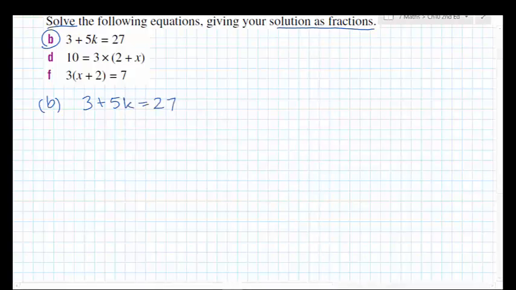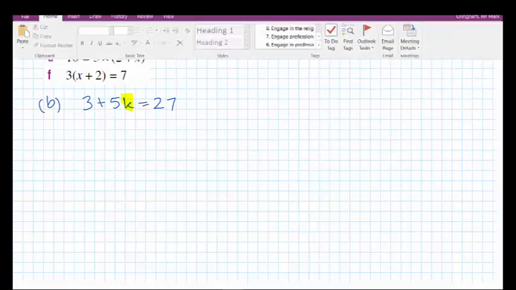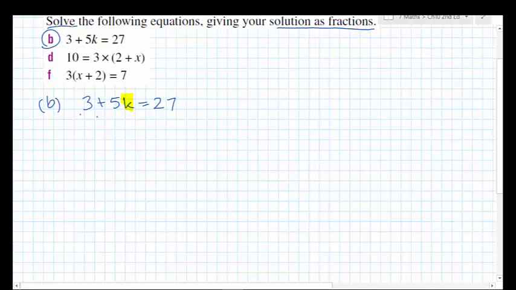So again, I think in this instance, I'm looking to try to find k. So I start with k and I think, how did I construct this side of the equation and then deconstruct it? I have k, I've multiplied it by 5 and then I've added on 3. Adding on 3 was the last thing I did, so I take 3 from both sides to undo it.